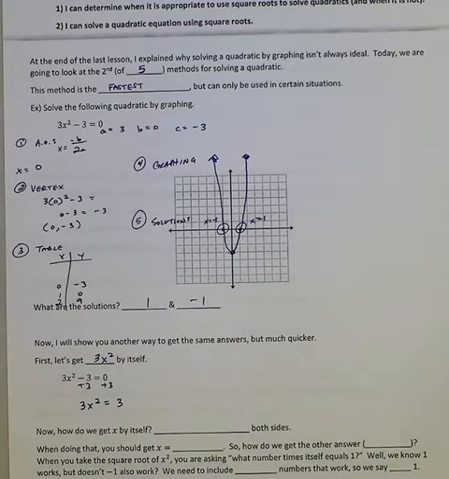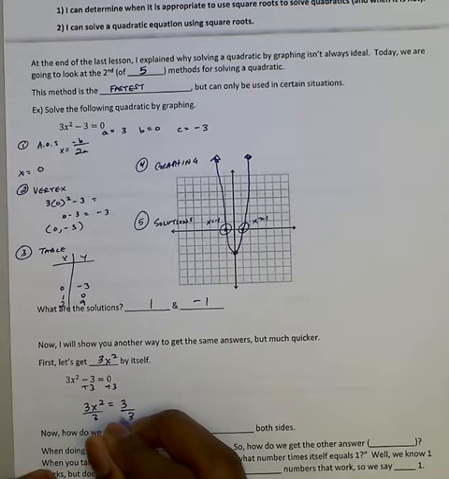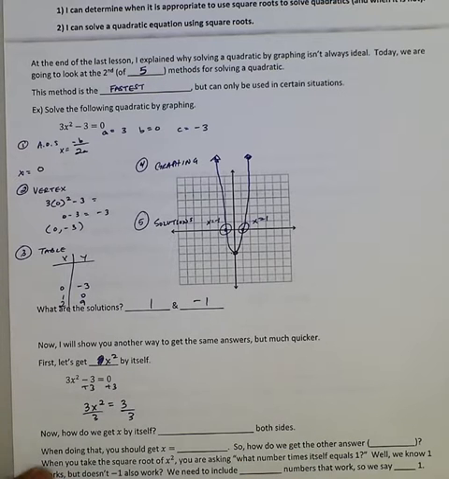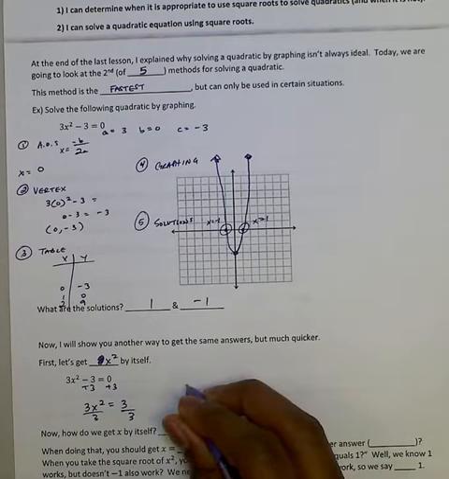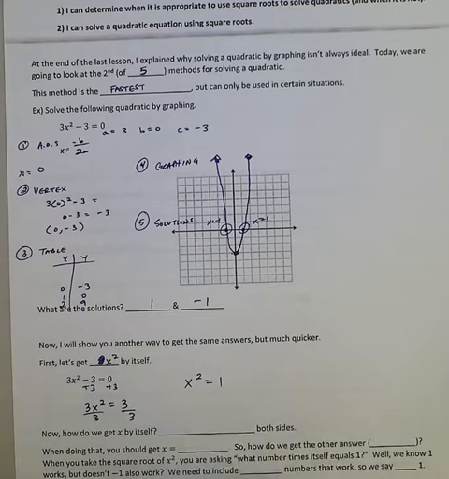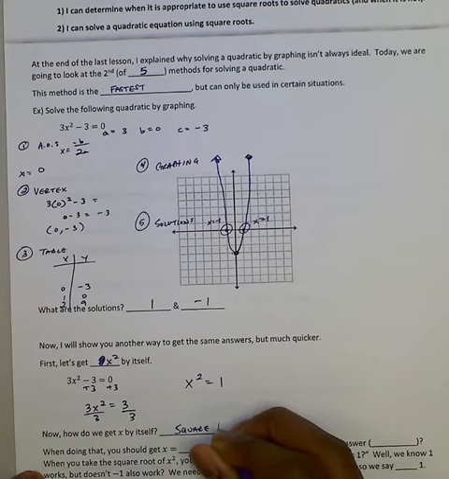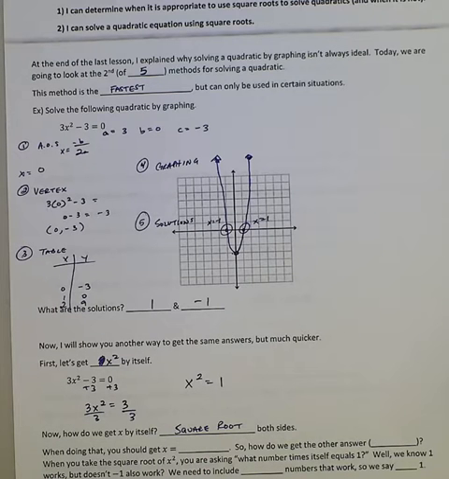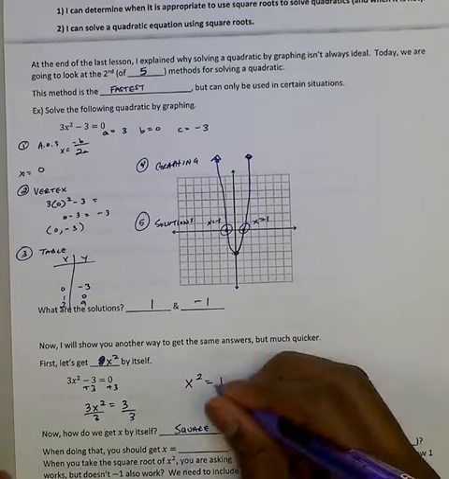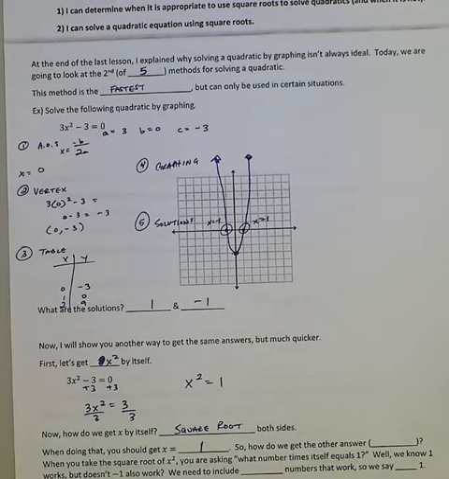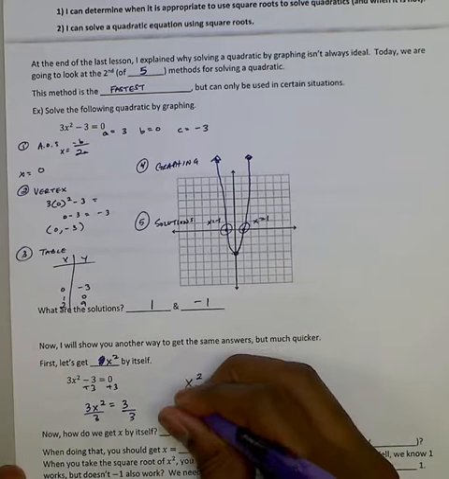Okay, how do we get the x squared by itself? We'll divide by 3. Divide by 3, we get x squared equals 1. So in order to get the x squared by itself, we need to square root both sides. Okay, when doing that, we should get x equals 1. So how do we get the other answer? We can take the square root of both sides.